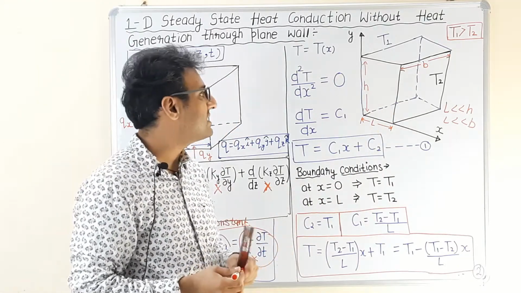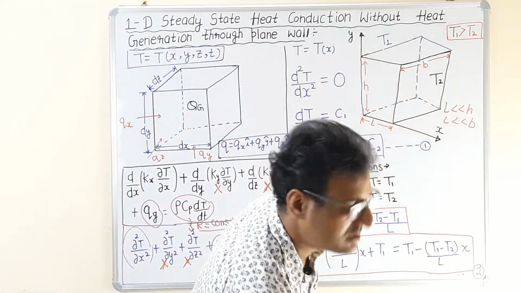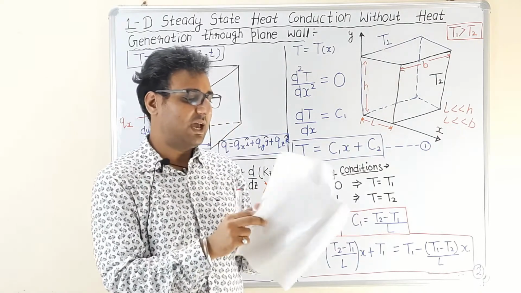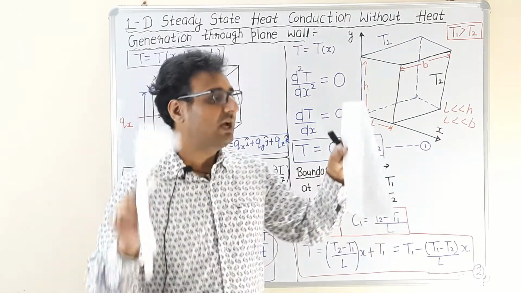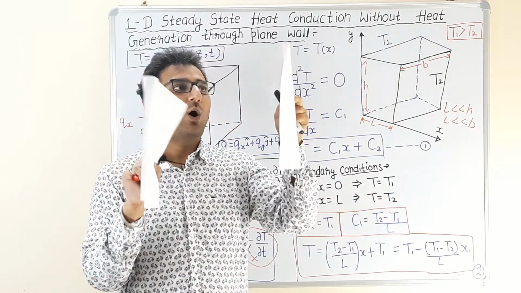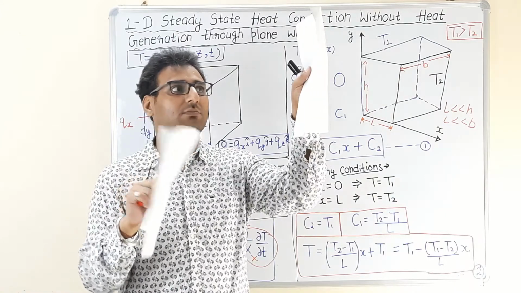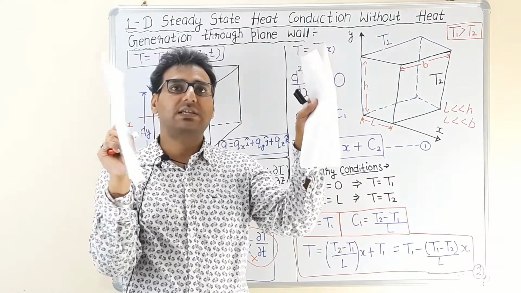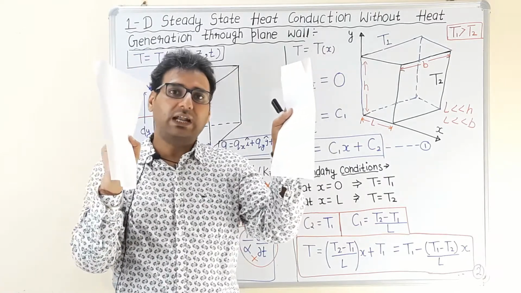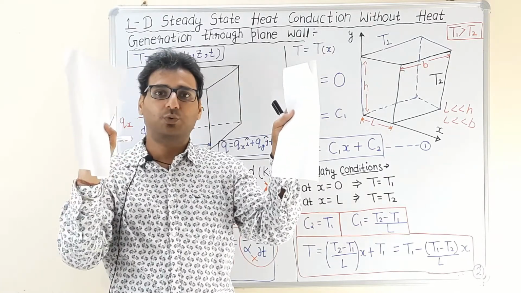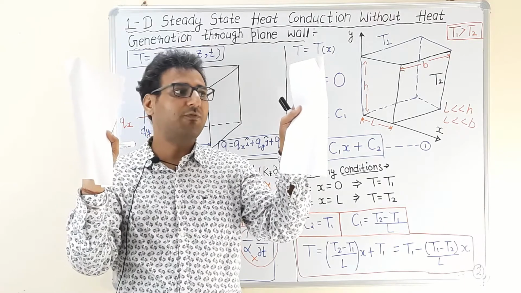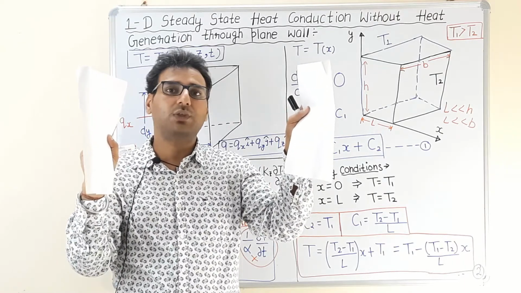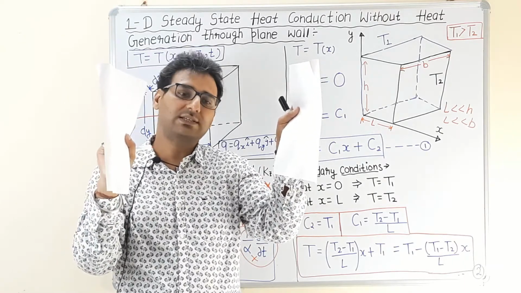Now assume this condition like this. Suppose this is the first face and this is the second face. It means the temperature at any point on this face is T1. There is no variation of temperature on this face, and similarly the temperature at any point on this face is T2. Now temperature may vary from one cross section to another cross section in the x direction only.